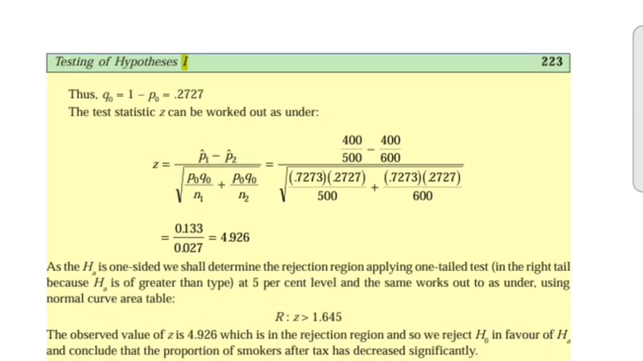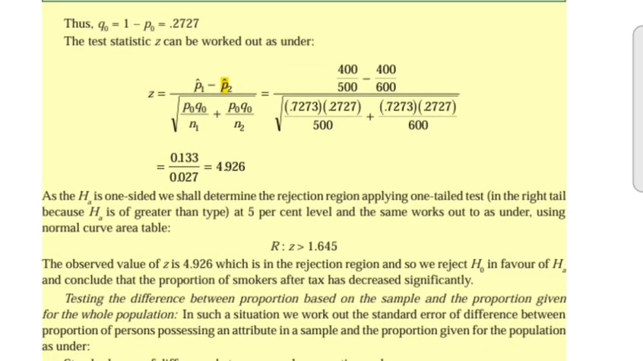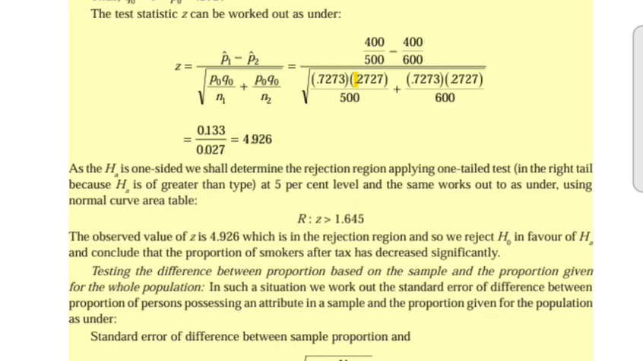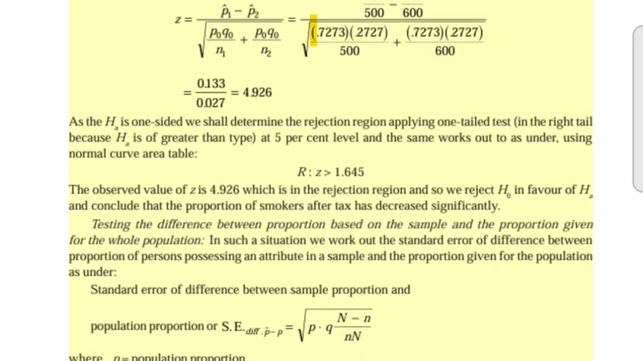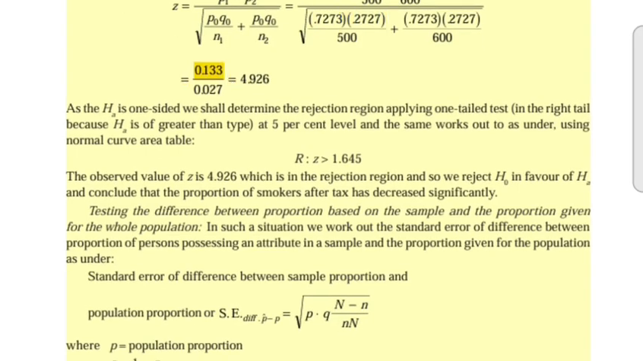Testing of hypotheses. Thus, Q0 equals 1 minus P0, where P0 equals 0.2727. The test statistic Z can be worked out as under: Z equals (p minus P0) divided by the square root of P0 Q0 over n, which comes to 4.926.